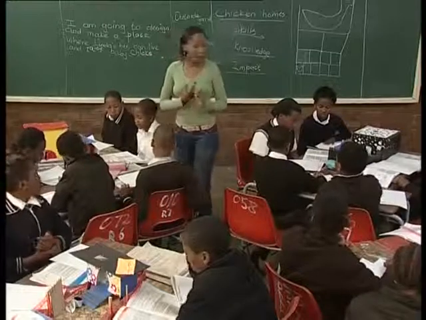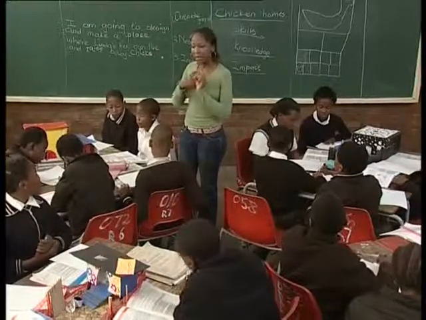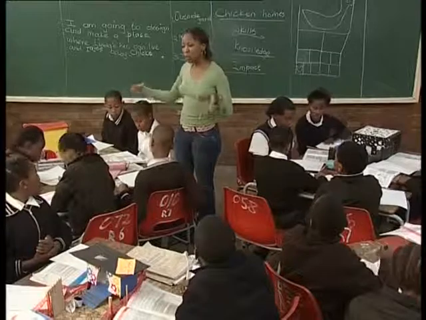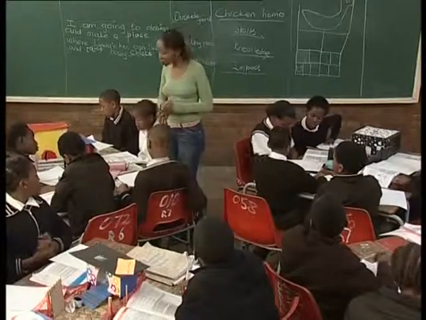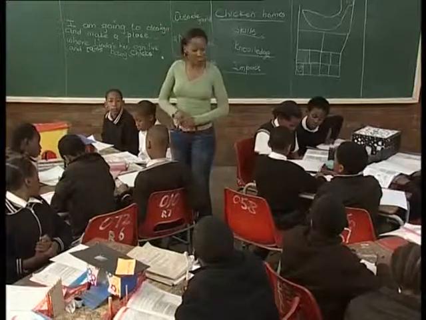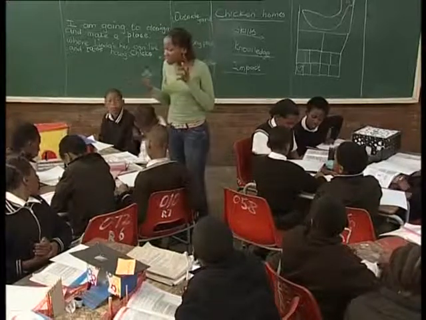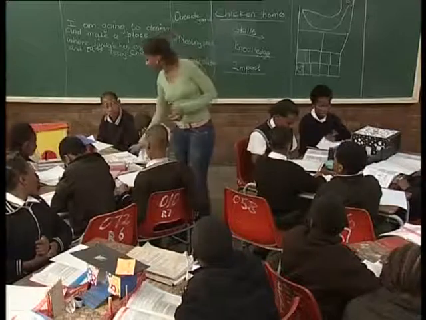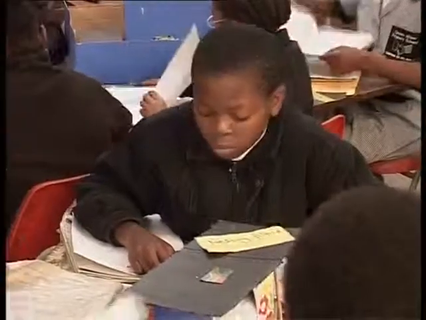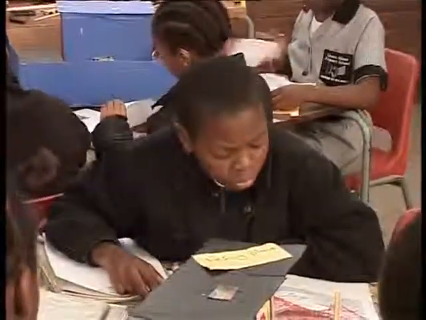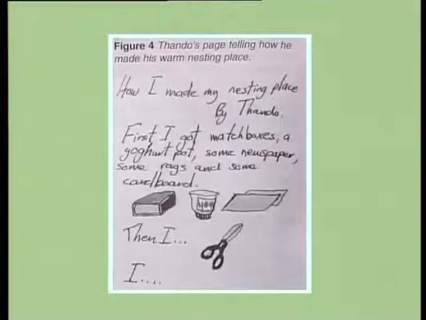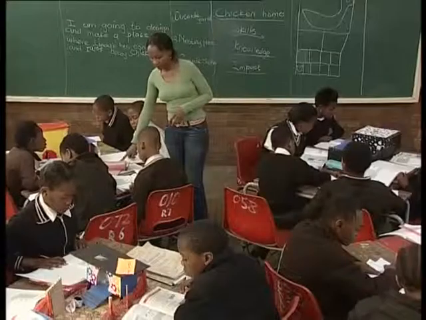The other page will be about communicating your project. How did you come up with it? How did you make it? There you write the material you used, what did you use the glue for, what did you use the cardboard for. You explain everything for us. If you go to page 36, this is what Tando came up with in figure 4. Do you see? He has explained how he made his nesting place.